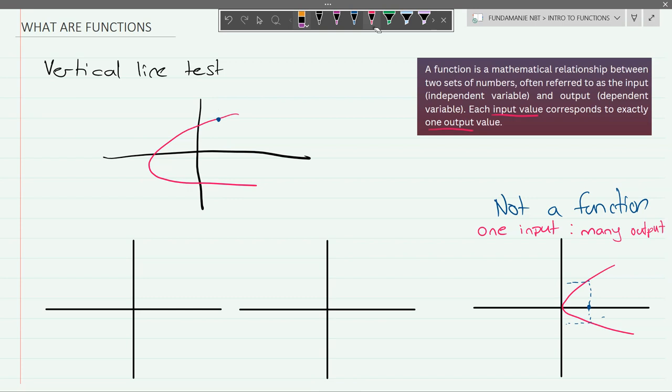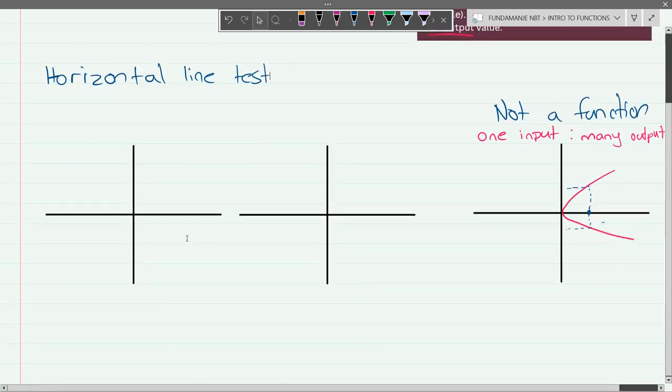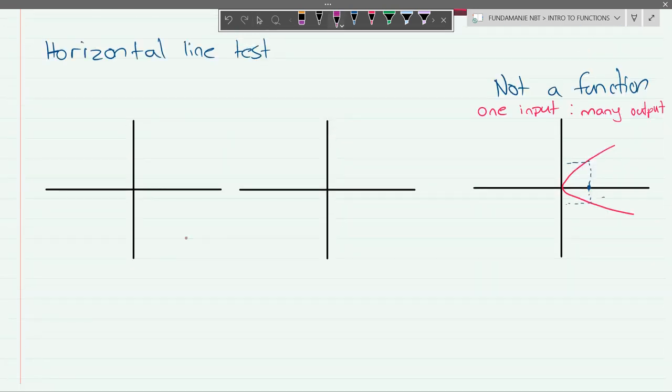So in terms of actual functions now, what would be the difference between a linear type of function like this and a quadratic type of function like that? Now we get into the horizontal line test. Now a horizontal line test is used to test whether we are working with a one-to-one function or a many-to-one function. So we're gonna start off with the one-to-one function by drawing a linear function over here.